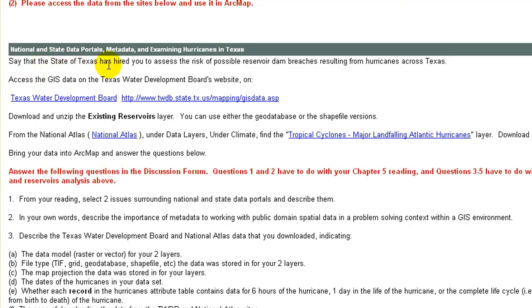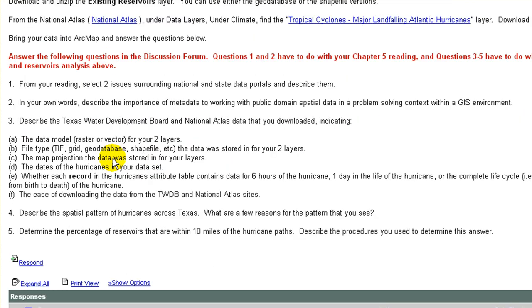Say that the state of Texas has hired you to assess the risk of possible reservoir dam breaches resulting from hurricanes across Texas. Access the GIS data on the Texas Water Development Board's website. Download and unzip the existing reservoirs layer. From the National Atlas under Data Layers, find the Tropical Cyclones Major Landfalling Atlantic Hurricanes layer. Download and unzip. Bring your data into ArcMap and answer the questions below.